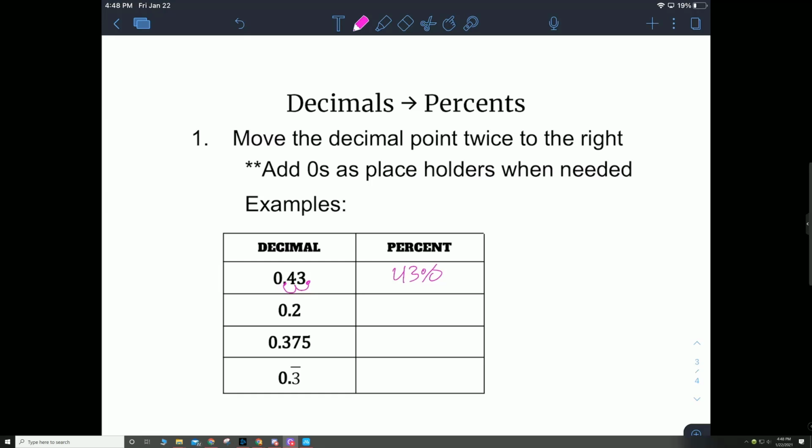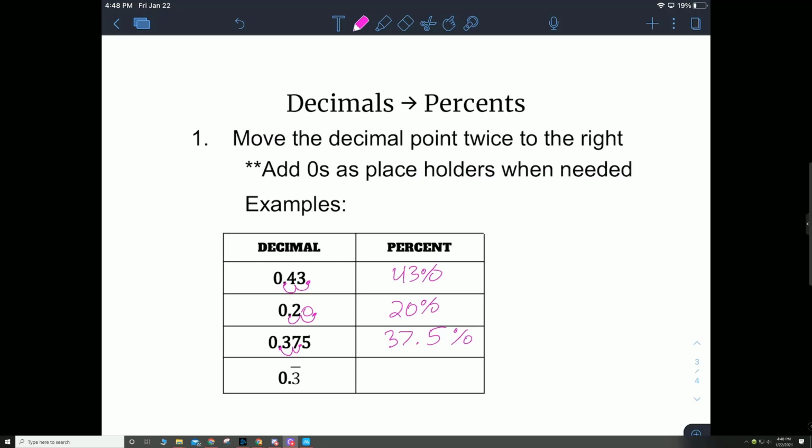Next one is 0.2. Decimal point is right here. Once, twice to the right. But notice there's no number after the 2. That's when you put the placeholder 0. So 0.2 is 20%. 0.375, decimal point, once, twice to the right, 37.5%. Don't forget about that 5. Don't ignore it. It's still in the problem.